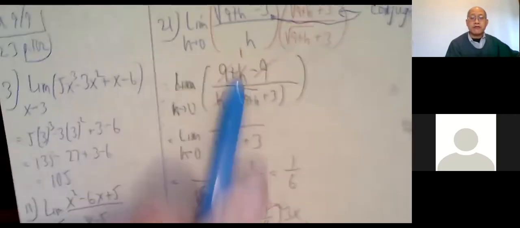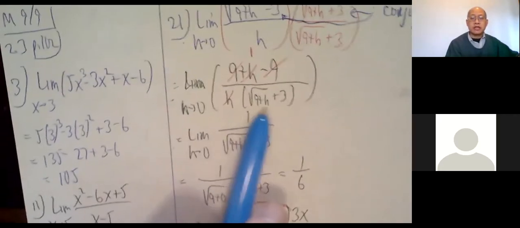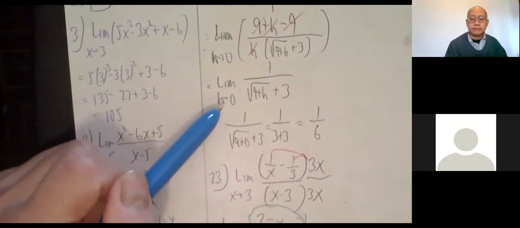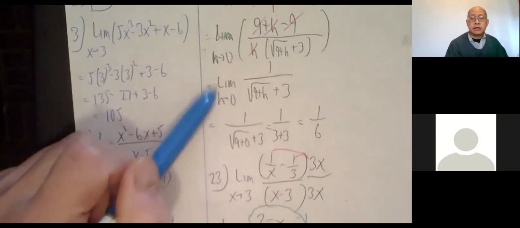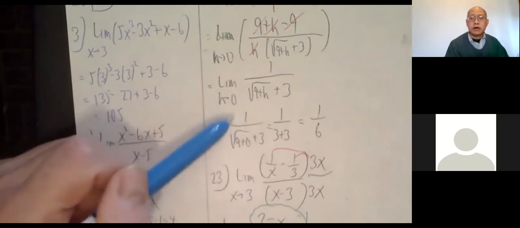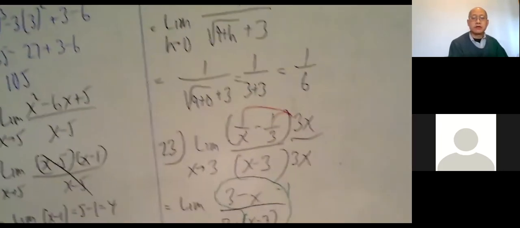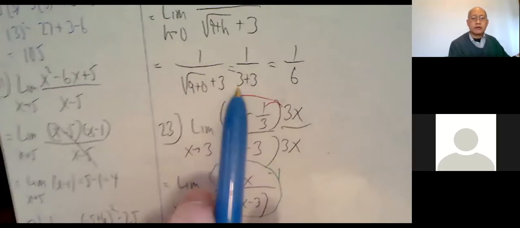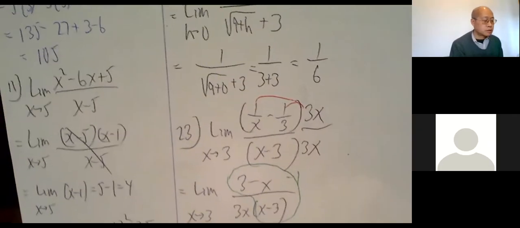Now on top you have 1. The bottom you have radical 9 plus h plus 3. Now you can directly substitute. No problem. So limit as h approaches 0, put a 0 there. 1 over the square root of 9 plus 0 plus 3. That's the square root of 9, which is 3. So 1 over 3 plus 3, 1 over 6.